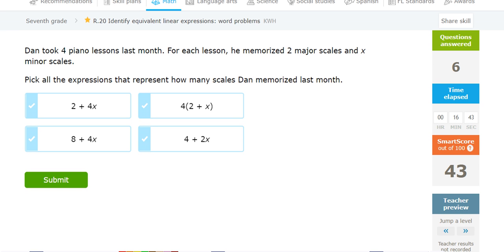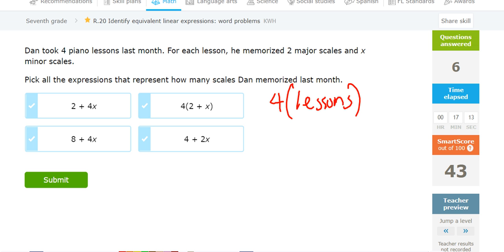Dan took 4 piano lessons last month. For each lesson, he memorized 2 major scales and X minor scales. Pick all the expressions. All right, so what are we thinking? So 4 piano lessons. Each lesson was 2 major scales and X minor scales. So you had 4 lessons. Each lesson was the same. So whatever you did to one lesson, you did to all 4.